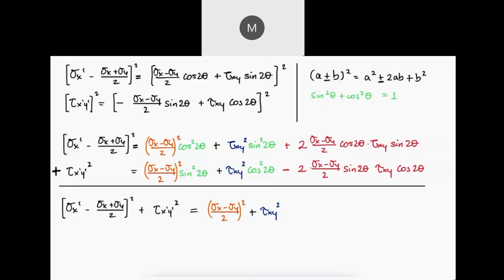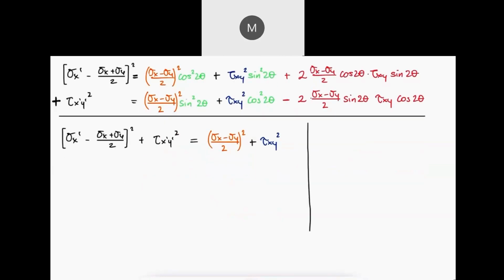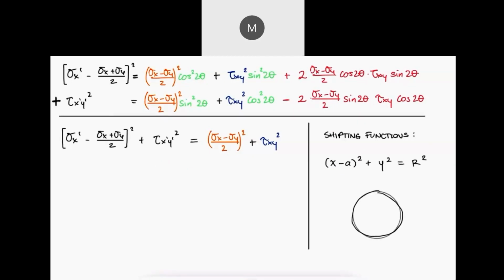One last concept to remember from algebra is how plots of functions can be shifted left and right by adding or subtracting from x. For example, x minus a instead of just x in the equation of a circle would be a circle that is shifted a to the right. And this is exactly what we have in our resulting expression.